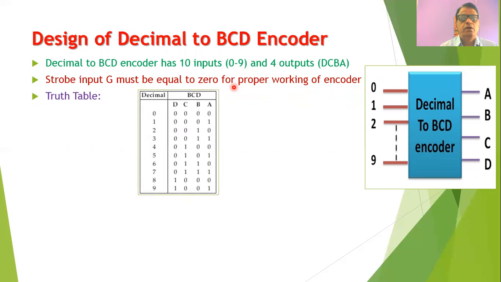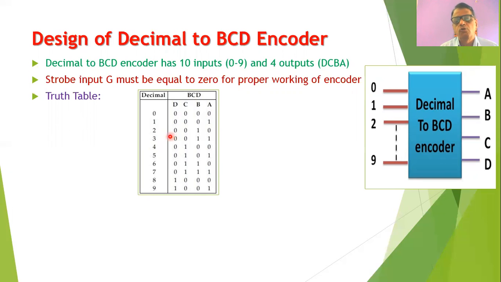Now this can be the truth table of this encoder. The input information can be anything from 0 to 9. So if the input information is 0, then the output of the encoder will be 0000. Whenever this input line 0 is activated, you will get the output 0000. When the input line 1 is activated, the output of the encoder will be 0001.